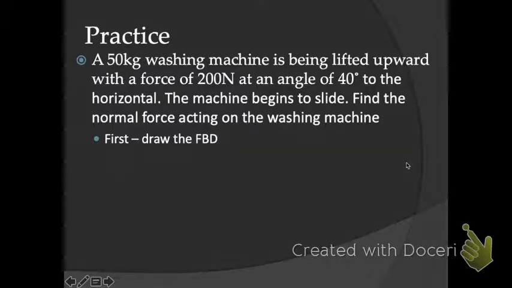Let's try this one. A 50-kilogram washing machine is being lifted upward with a force of 200 newtons at an angle of 40 degrees to the horizontal. The machine begins to slide. Find the normal force acting on the washing machine.